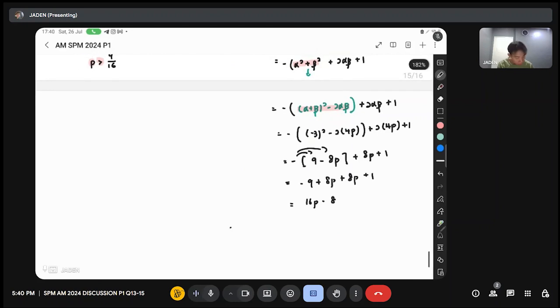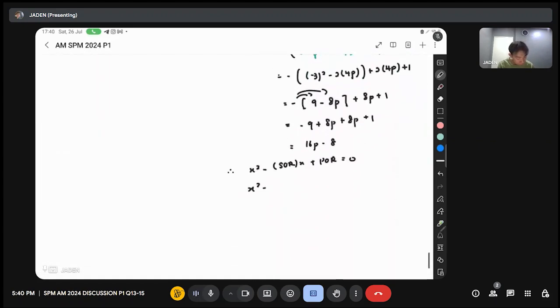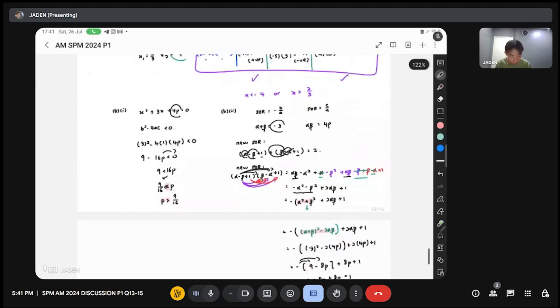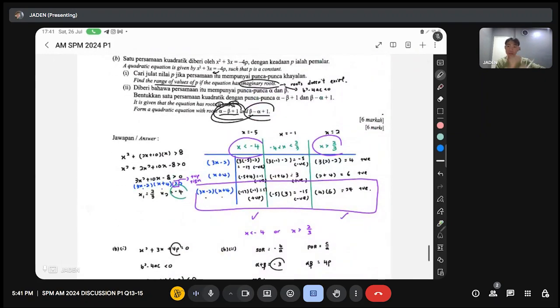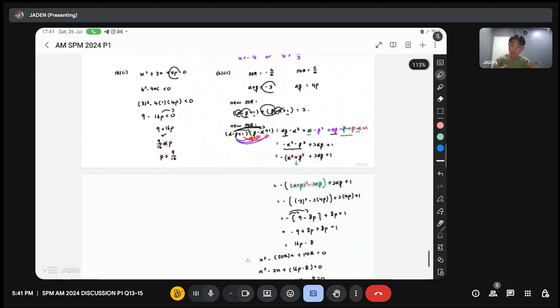So you want to form an equation following the rule of x squared minus SOR x plus POR equal to 0. So x squared minus, I remember that the SOR is 2, right? Okay, 2x plus 16p minus 8 equal to 0. So that would be x squared minus 2x plus 16p minus 8 equal to 0. And that is how you get your new equation with the roots alpha minus beta plus 1 and beta minus alpha plus 1. And so that is the end of the discussion for the video today.